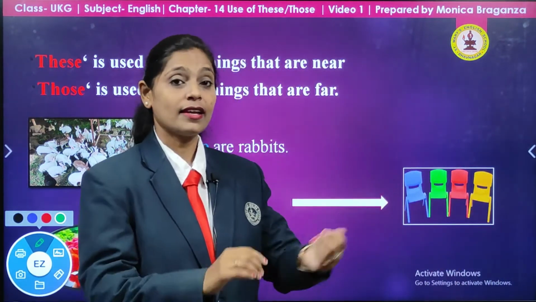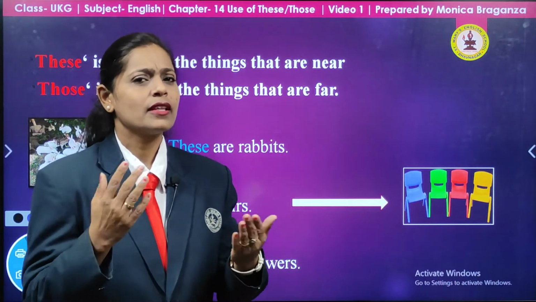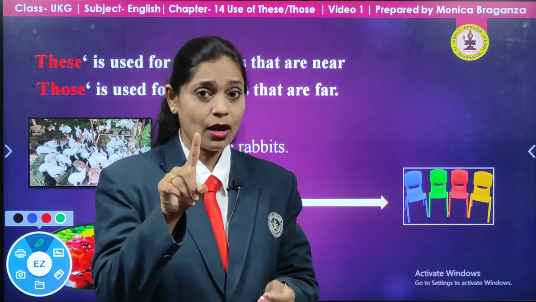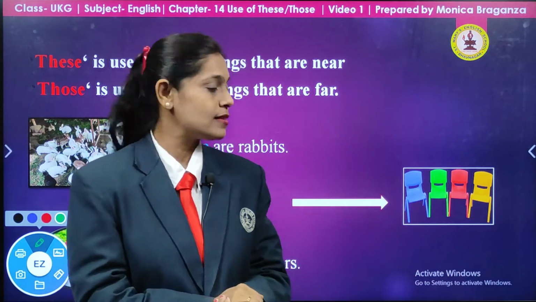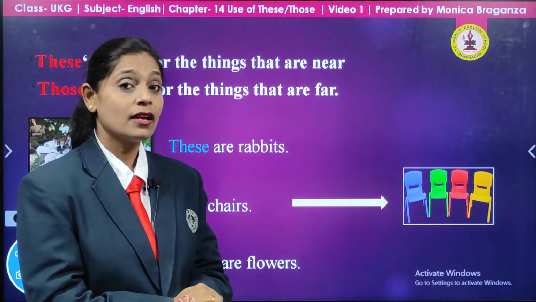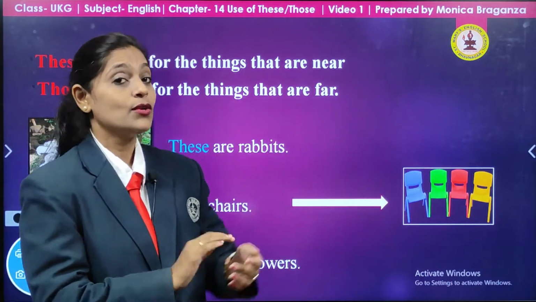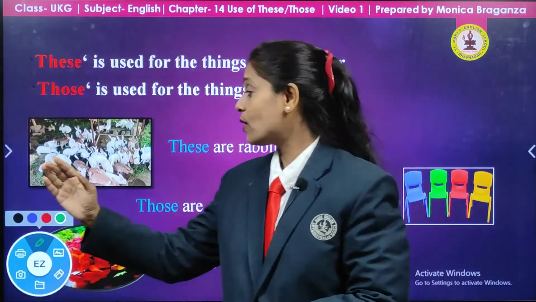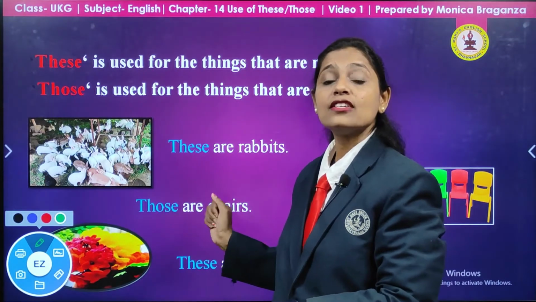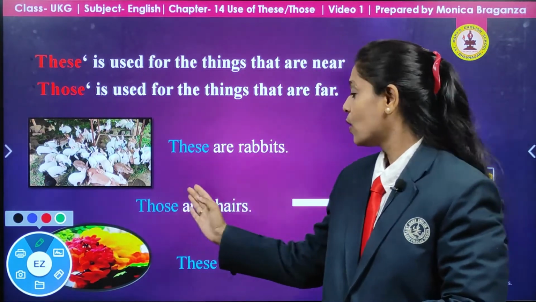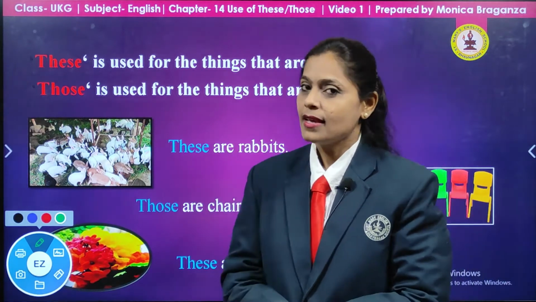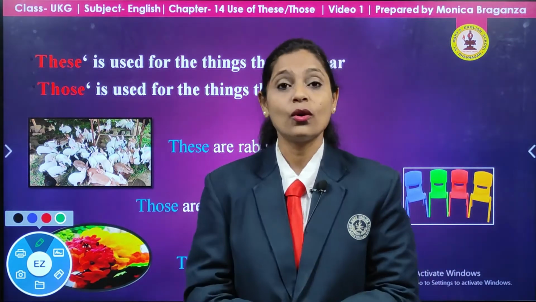Same way. Here what I am having, can you see? Yes, there are chairs. Only one chair? No, there are many chairs. So what I am going to say, children? And it is far. Can you see that arrow? It means it is far from us. So what we are going to say? We are going to say those are chairs. What we are going to say, children? Those are chairs.